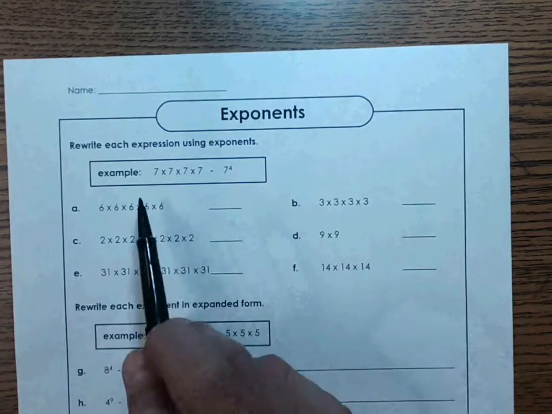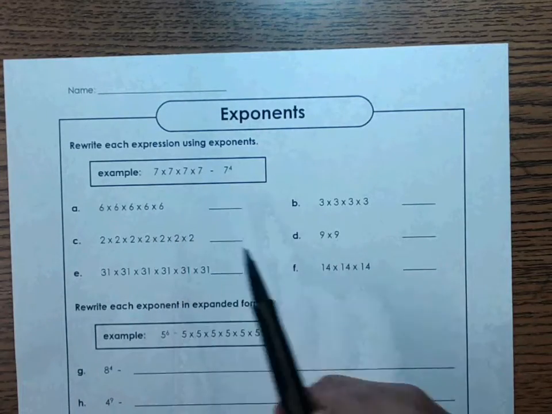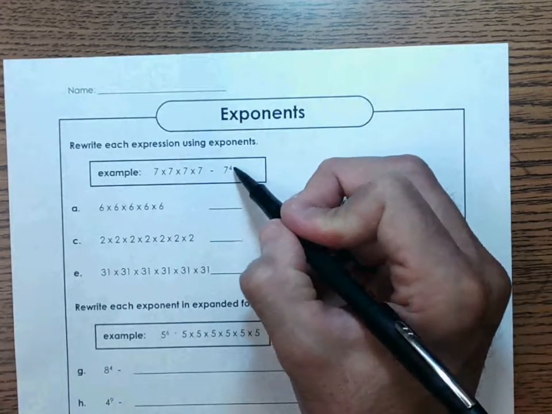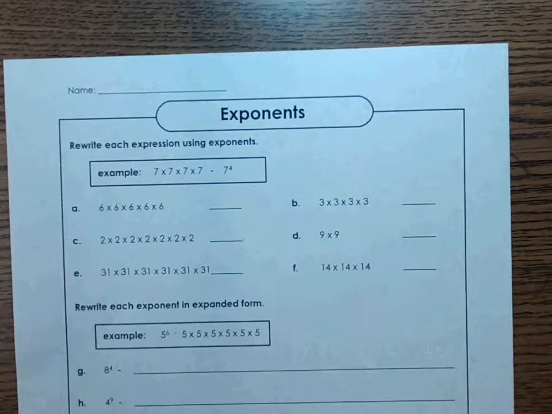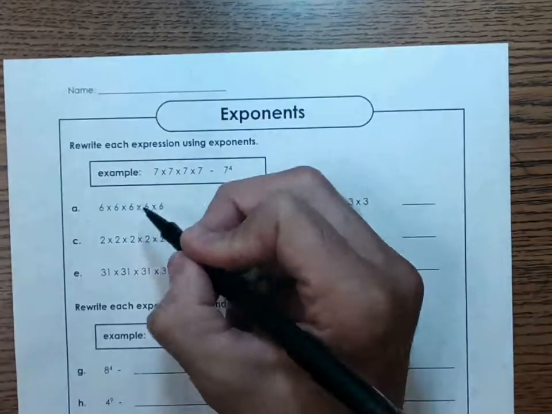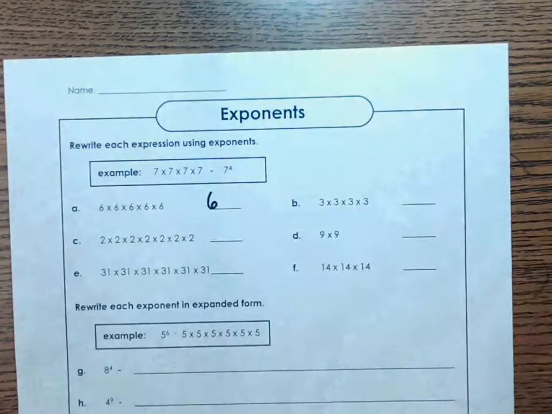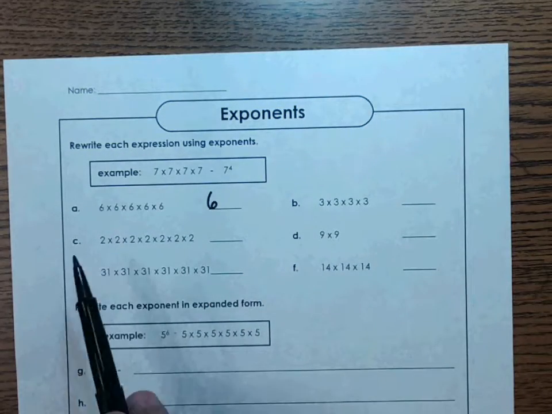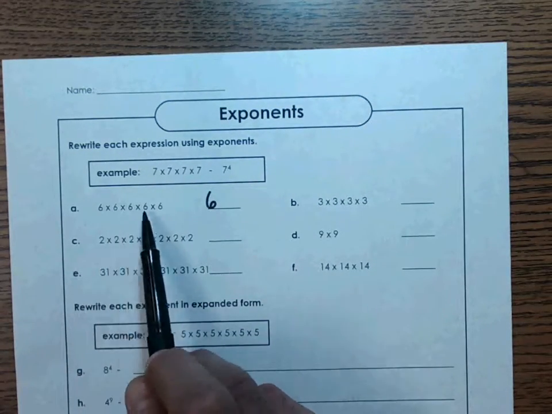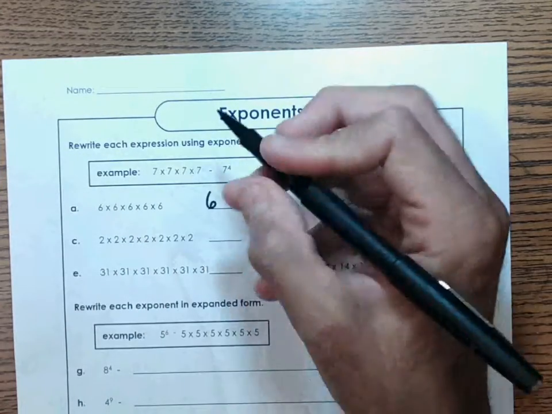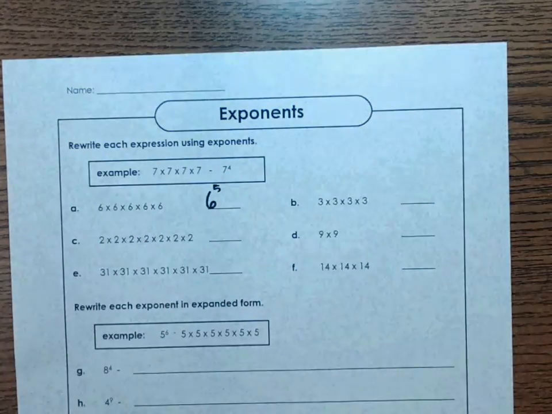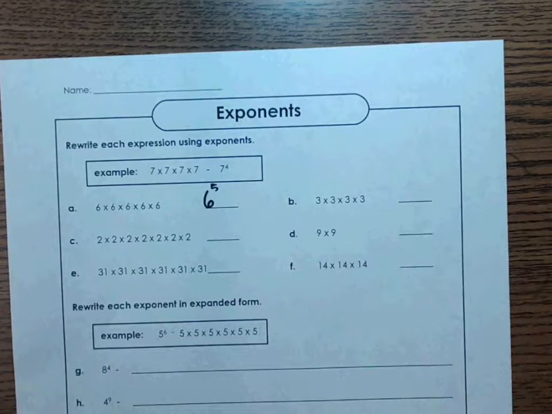If you look at the example, you've got 1, 2, 3, 4 7s. So 7 is your base, and 4 is your exponent. Let's do A together. I know that my base is going to be 6, so I'm going to go ahead and write a 6. Now let's count how many times it's being multiplied: 1, 2, 3, 4, 5. So that's 6 to the 5th power. You'll be doing that in this section right here.